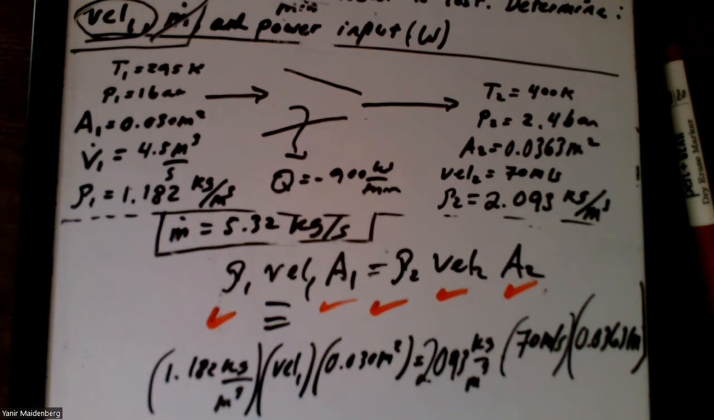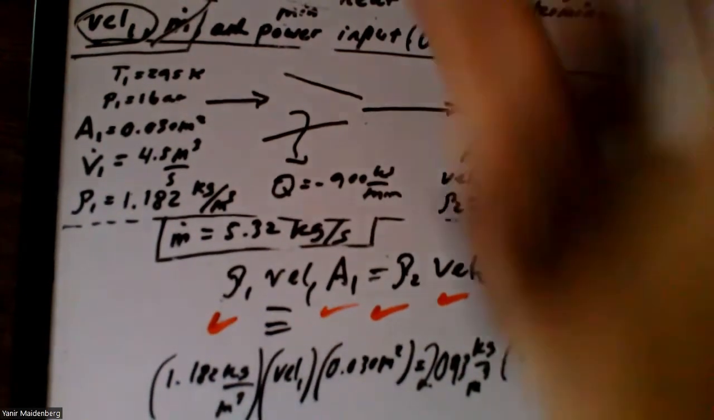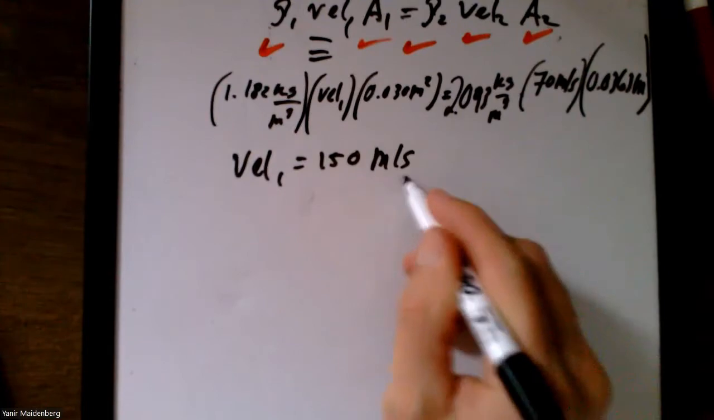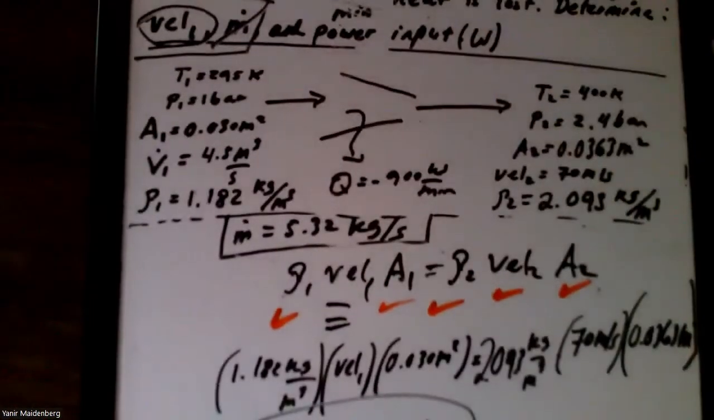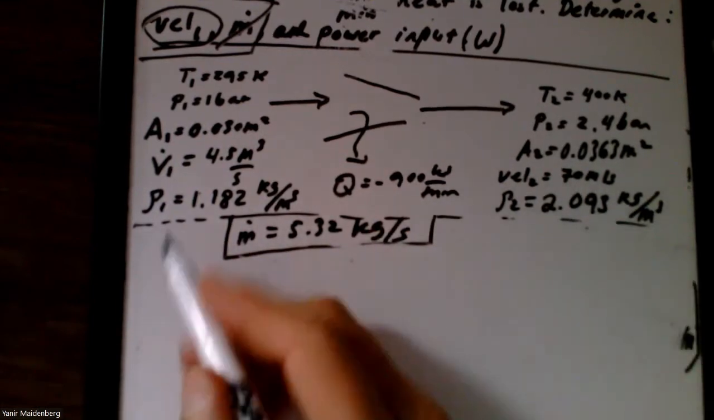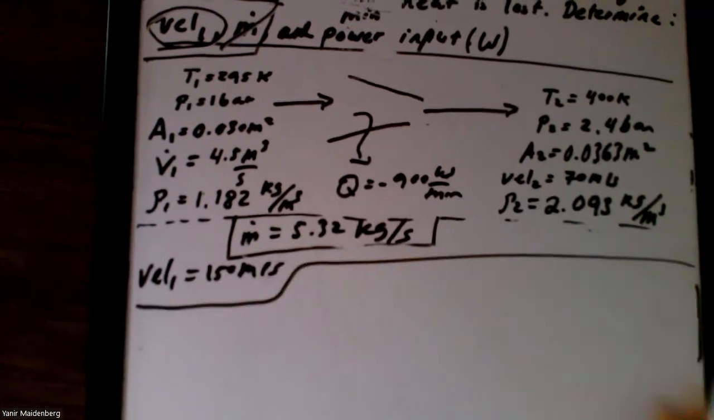So I'm going to punch that into the calculator, and we get that our initial velocity is 150 meters per second. So now we have the mass flow rate and we have the initial velocity. I'm going to transcribe that there. My initial velocity is 150 in case we need it. Vel1 is 150 meters per second. That's part of the givens and all the setup.